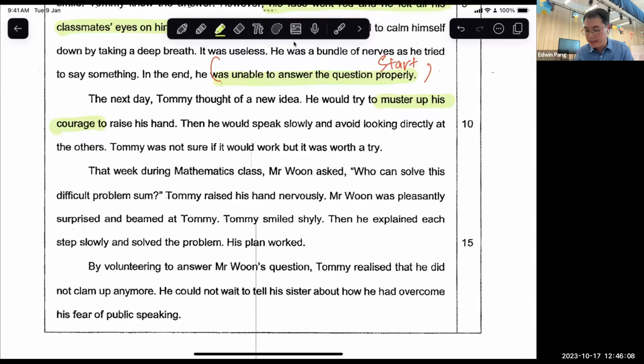So the second part, where do I highlight it? I highlight here: he explained each step slowly and solved the problem. You all must be careful. This is not Mr. Woon, right? Who is explaining the problem and solving the problem carefully? Yes, it's Tommy. So this is the end. So at the beginning, he was so nervous, he could not answer the question. Right at the end, he was able to explain and solve the problem. So that is what I want to capture for before and after.